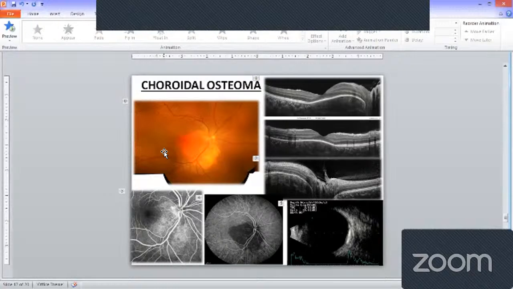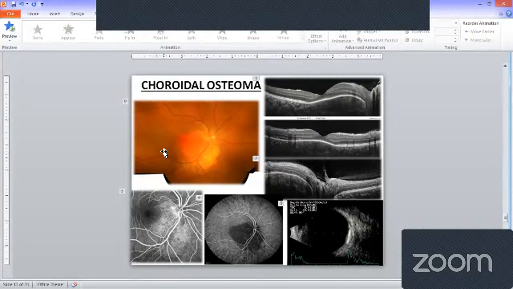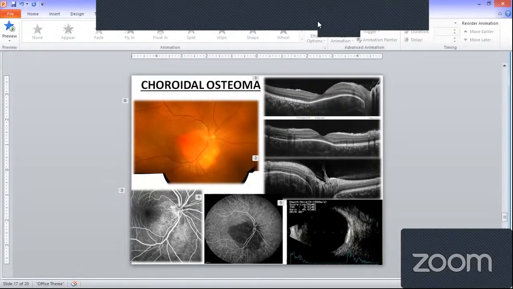And that is why, because of this calcification, the margins are not very regular, as opposed to a choroidal hemangioma where the margins are very regular. In this, the margins are not very regular. Right? Yes, sir. Any other pointers anybody would like to add, or any other comments?